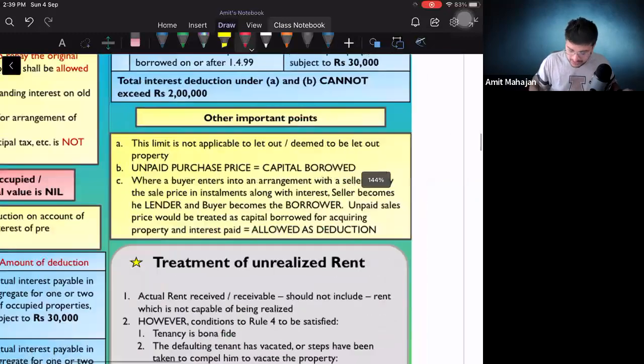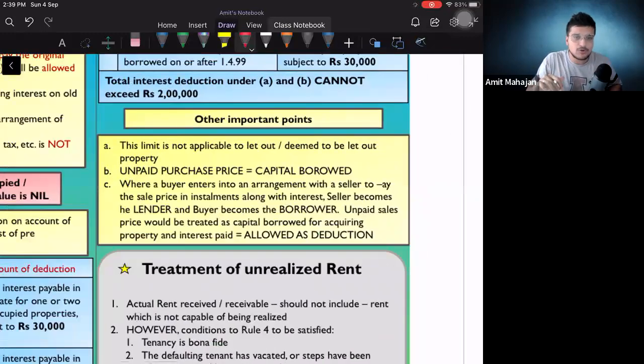Cool. Other important points. This limit is not applicable to let out or deemed to be let out property. ये तो डालना ऐसे दिमाग में रोज रात को. इतनी गलतियां होती है, इतनी गलतियां. और ये तो चीज ऐसा है ना कि ये रैंकर भी कर सकता है गलती. मतलब ऐसा नहीं है कि जो प्रैक्टिस कम करता है, ये तो बहुत छोटी गलती है, वो सब लोग करते हैं. सो ये ध्यान देना.